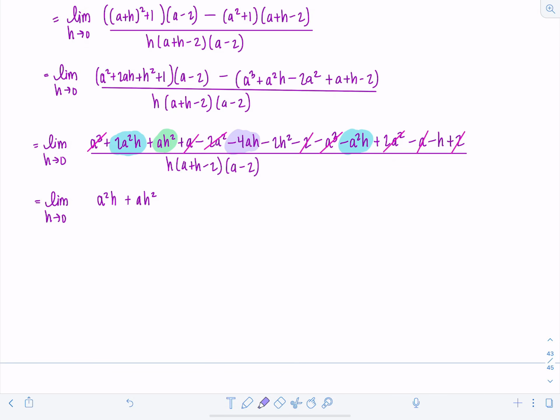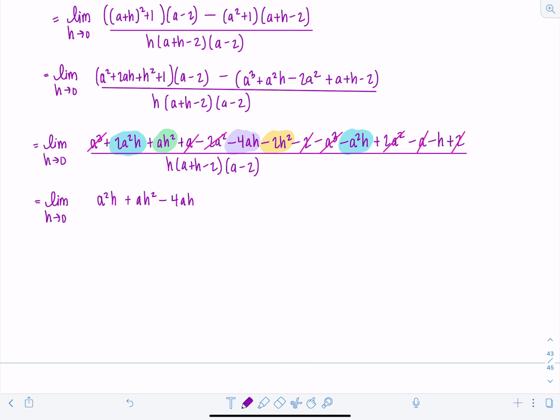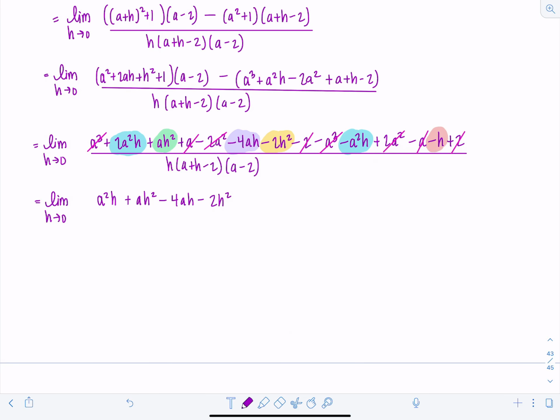Who's next? Negative 4ah. Is there another one? No. So negative 4ah. What else? Negative 2h squared. That's the only one. Who am I forgetting? Yes, don't worry. Here's negative h. Okay, everyone's accounted for. Over h times a plus h minus 2 times a minus 2. Okay, good. Remember, everything without an h needs to cancel because the next step is the key to evaluating the limit.